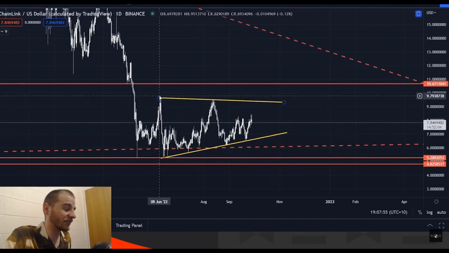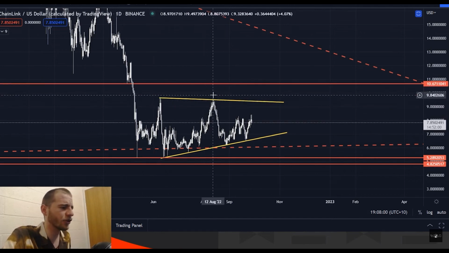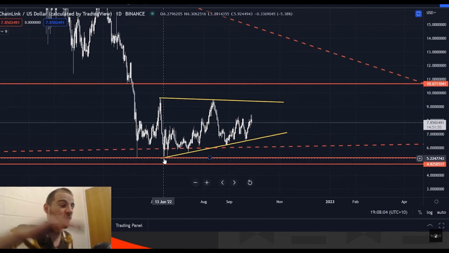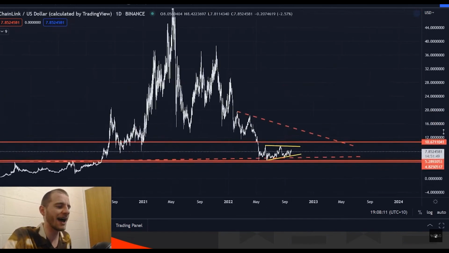And that's stemming from the wick here on June 8th through to the wick there on August 12th. And then the bottom side line is very straightforward. We're just cutting diagonally through all these wicks. And you can see it lines up perfectly. So zoom out and you should have exactly what I have on the screen here.